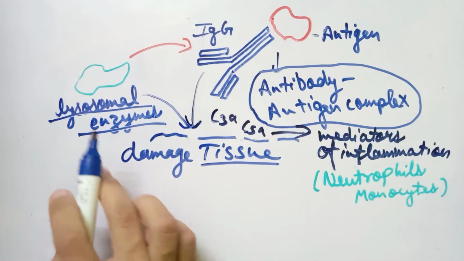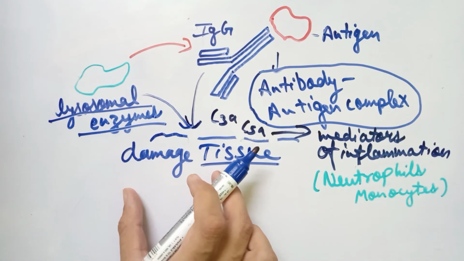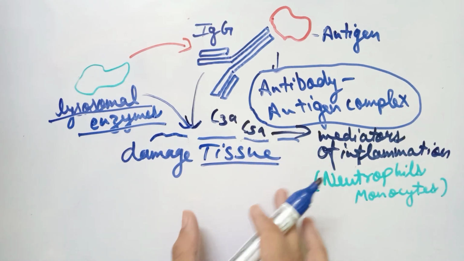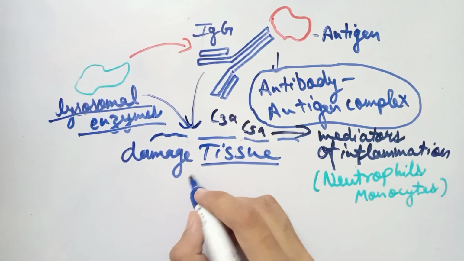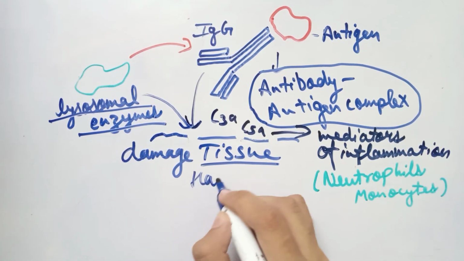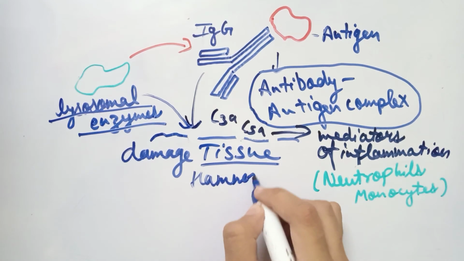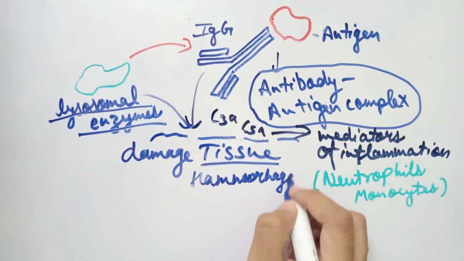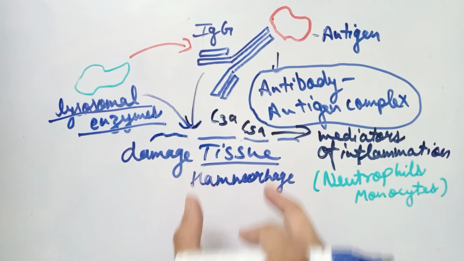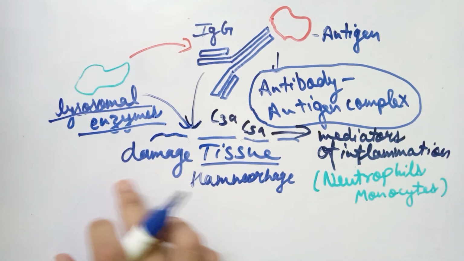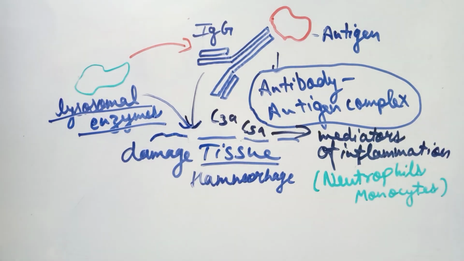So in this way, persistent and repeated type 3 hypersensitivity reaction can cause great damage and even hemorrhage or blood clots in the tissue cells. So blood clots and hemorrhage can also occur in the tissues. So in this way, type 3 hypersensitivity reaction can cause damage or harm to the body of an individual.